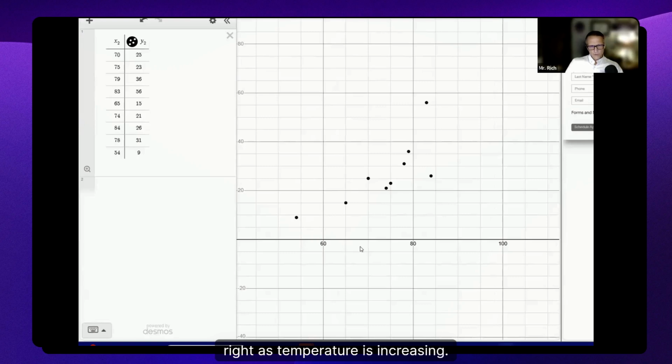As temperature is increasing, it looks like the Y values, or the number of ice cream cones, is increasing. Now, what I want to do is tell Desmos that I want it to draw the line of best fit. That is the line that would go through the points such that the points are closest to the line. It's what we call in statistics the least square regression line.